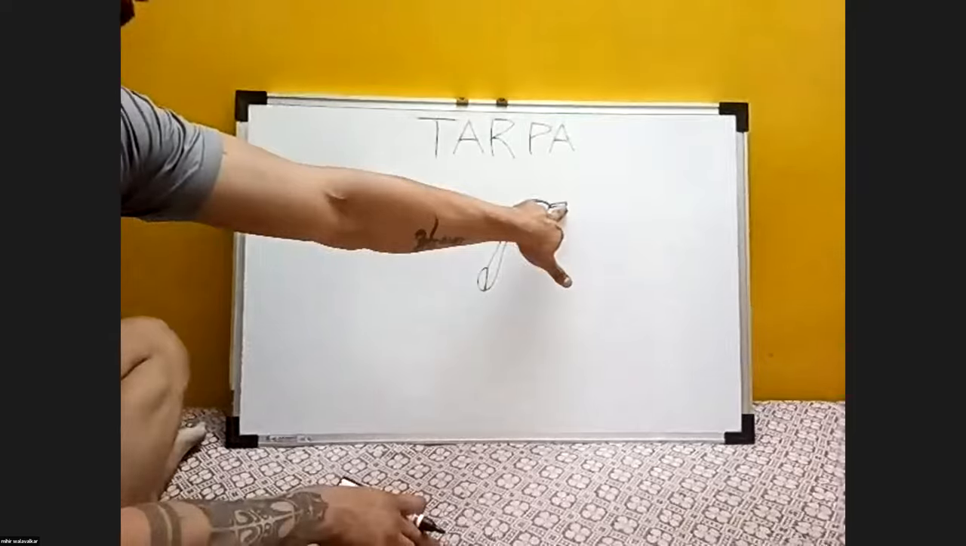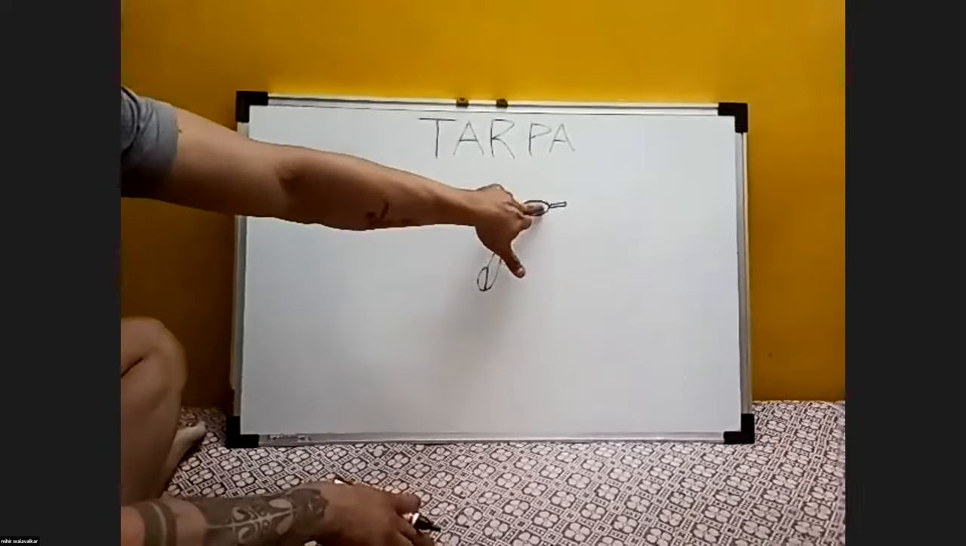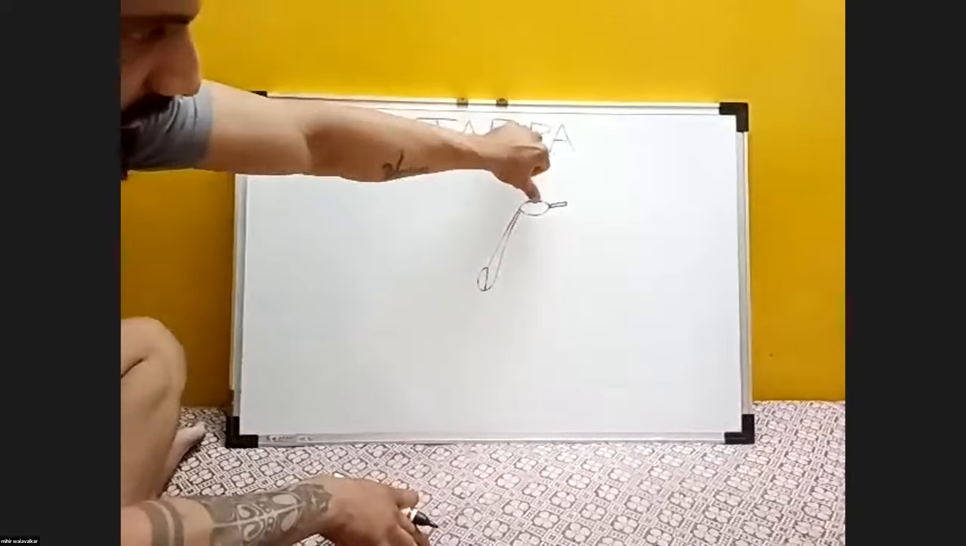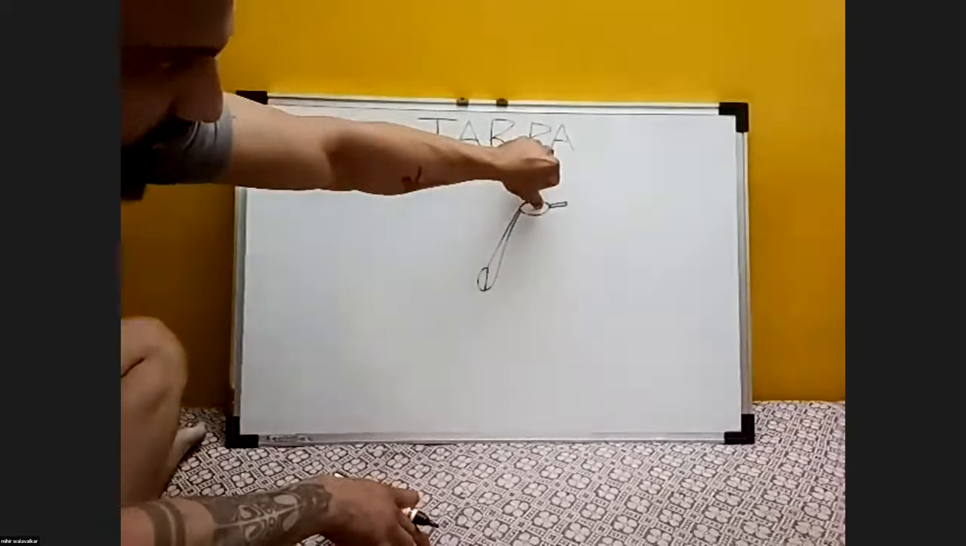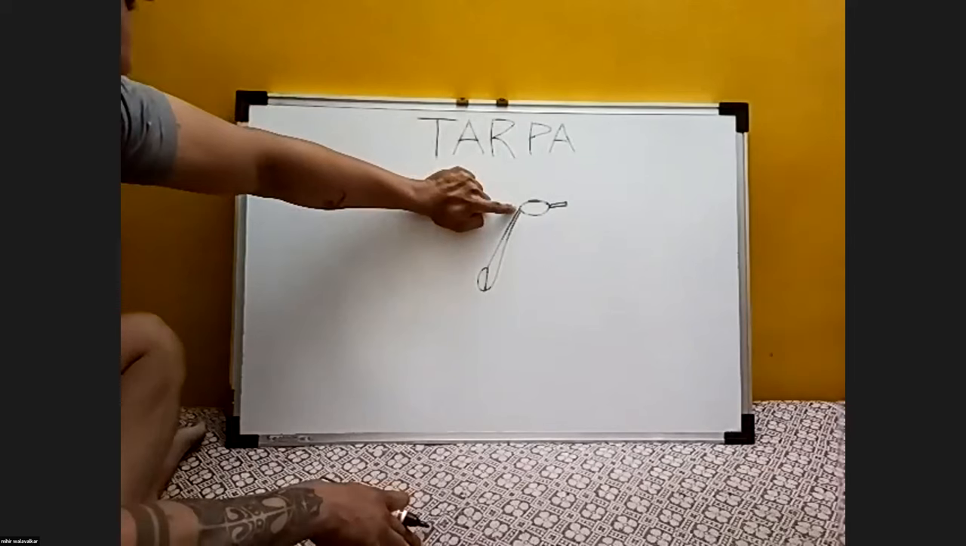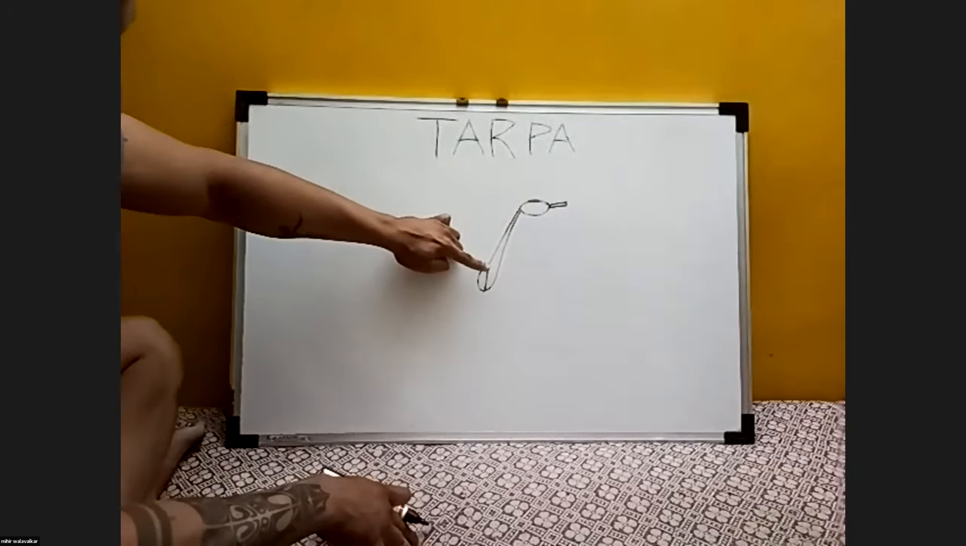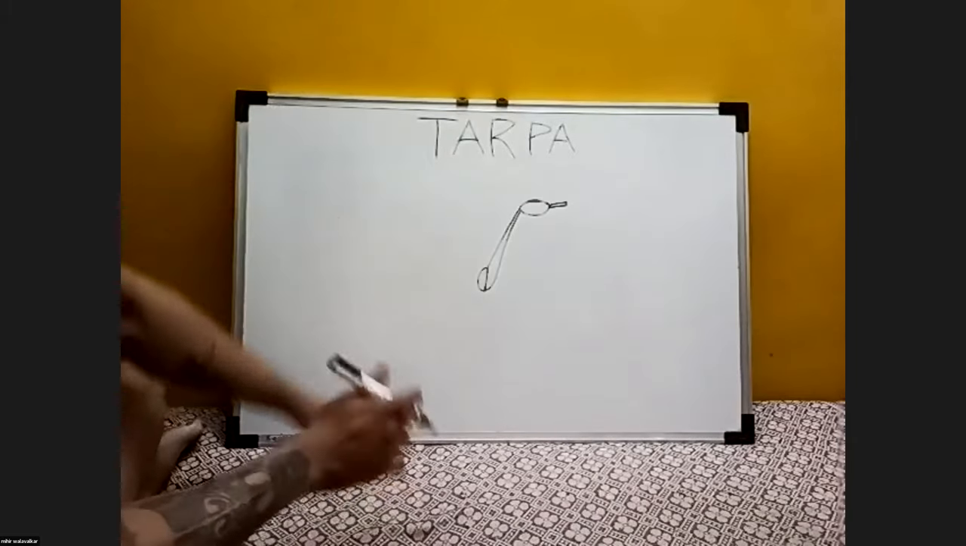This is where the leaf is placed, the starting and the ending part. The air flows in this. This is where the leaf is placed. So the air flows here, and what we say, the voice comes out from here.